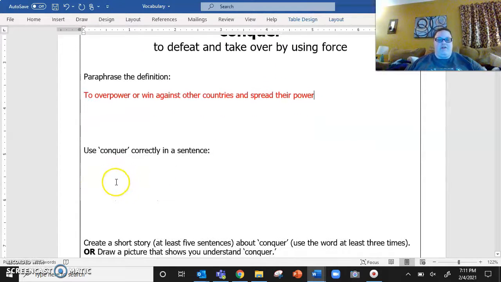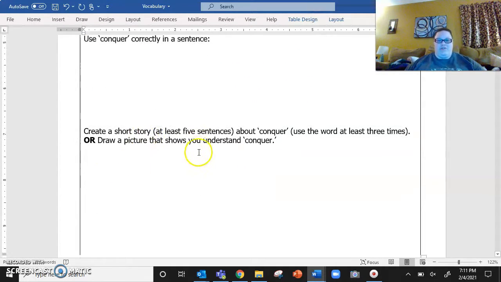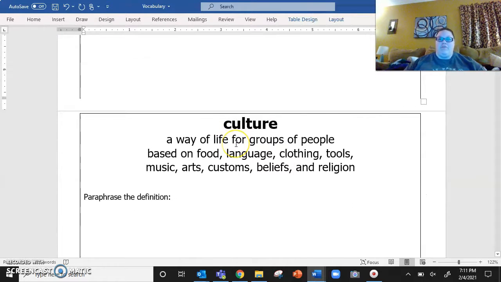Then you're going to use the word conquer correctly in a sentence, and then create a short story about conquer using the word at least 3 times, or draw a picture that proves to me that you understand what conquer means.